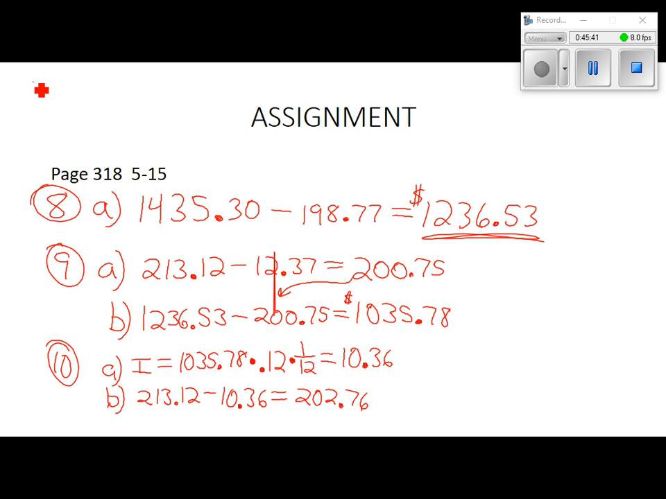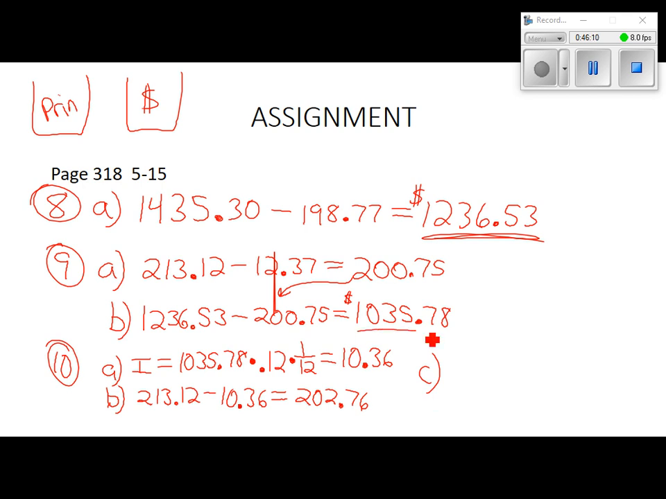So again, when I look at my buckets here, if this is the principal, this is their money. This month, for this certain month, how much money went into their pocket? $10.36. How much went towards the loan? $202.76. And then part C, I don't have room to write it down there. We're putting this towards the principal.